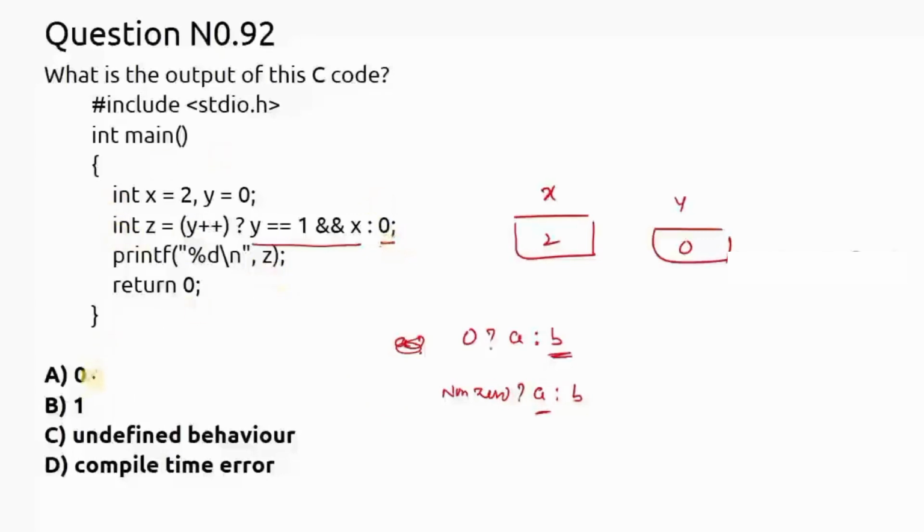So what Z value will be printed? 0. And what about the Y value? Afterwards it will be incremented to 1. If you print Y here, then your Y value will become 1. Like this it will happen here. So here the answer is A.